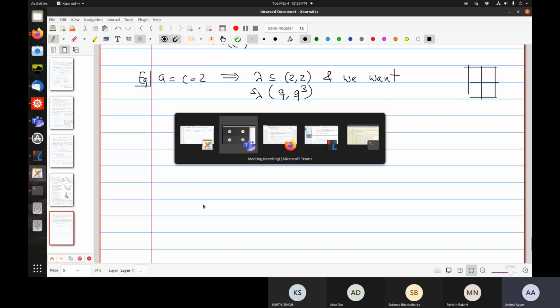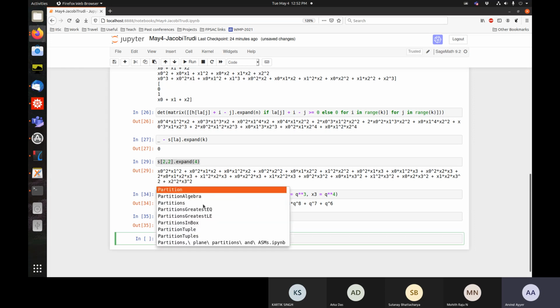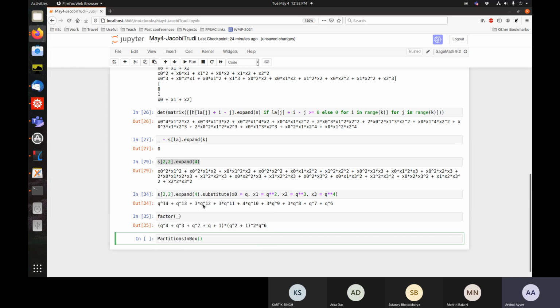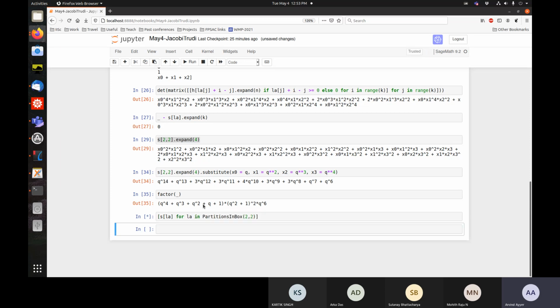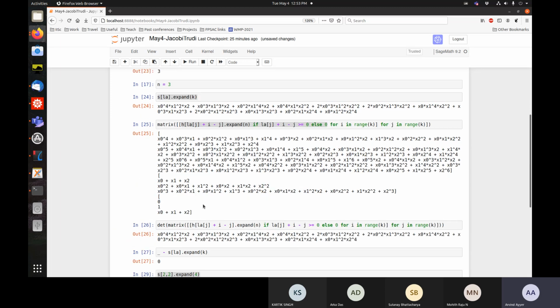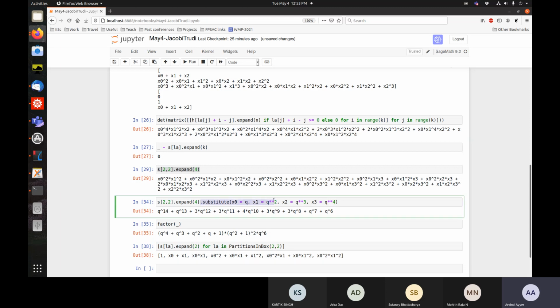Maybe see if Sage will do it quickly. I think we had partitions in box, right? Yeah, good. So partitions in box 2, 2. Okay, S of La for La in partitions of box 2, 2. These are the 5. And now I want to expand in 2 variables. These are the 2 variables. And further, I want to do this kind of substitution. Let me just copy paste this.